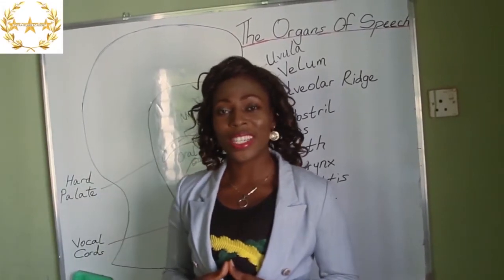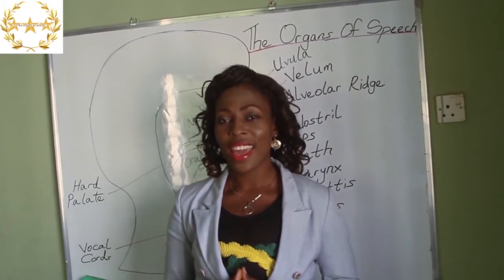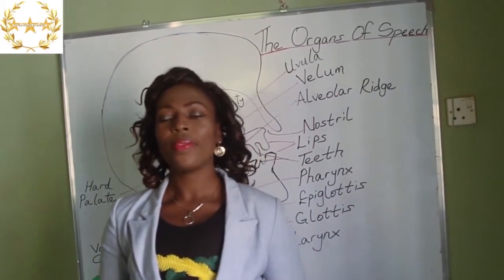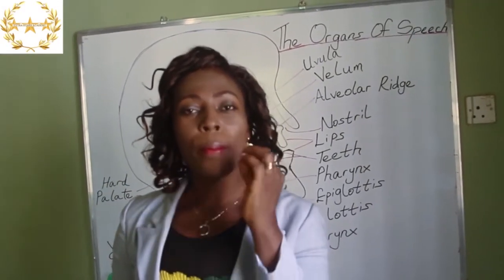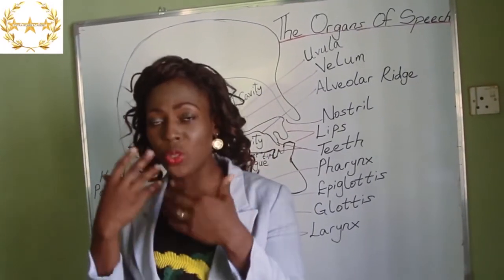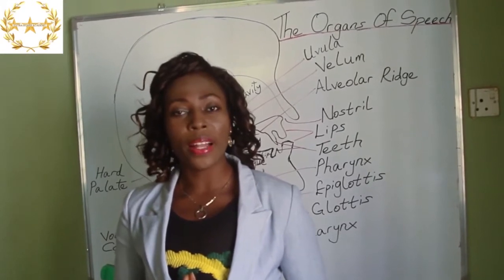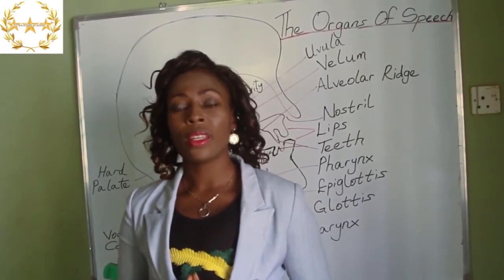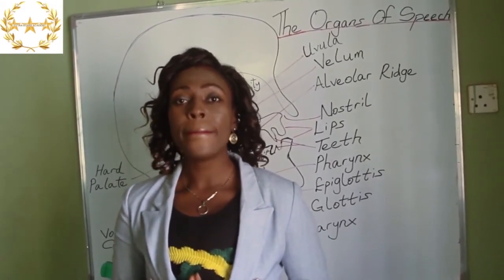They could be rounded, neutral, or spread. Consonants produced using the lips are called bilabial sounds. When you make use of your two lips in producing consonants, the sounds are called bilabial sounds. And we have p, and b.